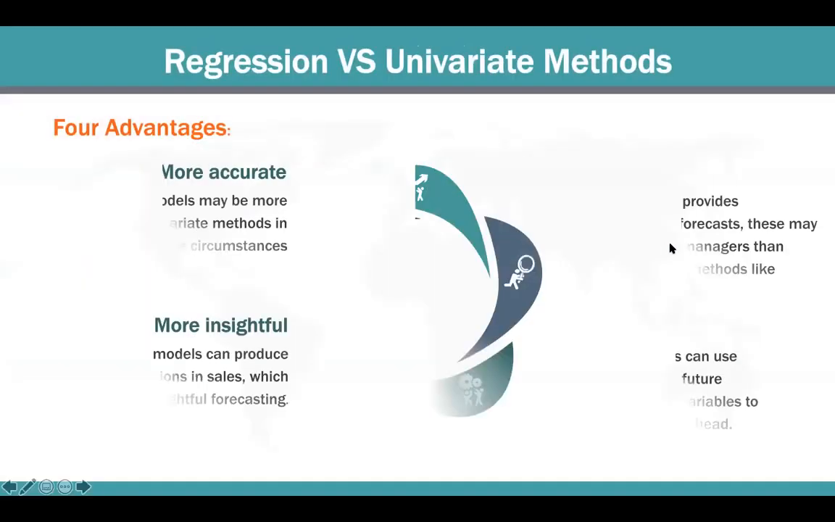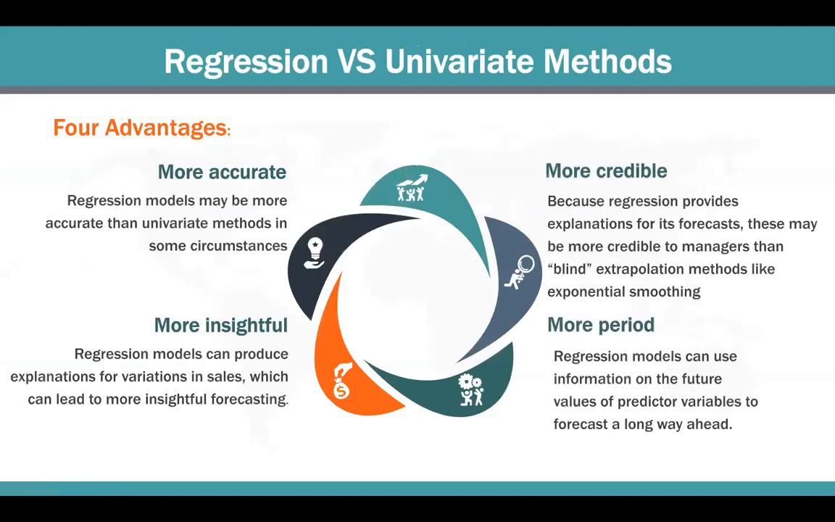So there are 4 advantages of regression, and the book concluded them as more accurate, more credible, more insightful, and more forecasting periods. I concluded these as short advantages. So the first one, more accurate: regression models may be more accurate than the univariate models in some circumstances.